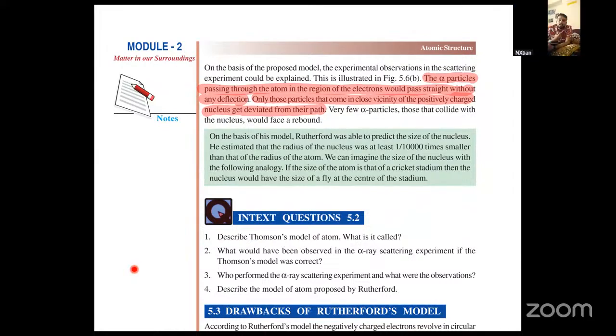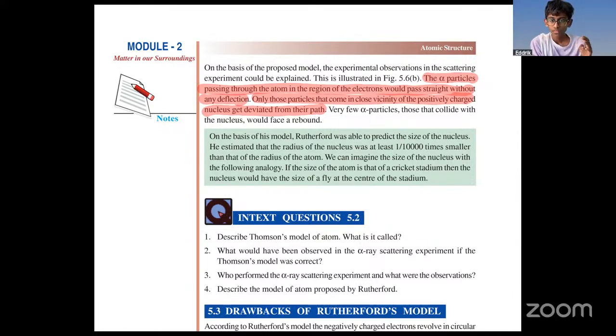So you can compare it. A stadium and the fly, like a mosquito fly in the center. So that's how Rutherford found out that the atom is like a cricket stadium, and a fly in the center is the nucleus, which has protons. Understood, guys? Yes or no?